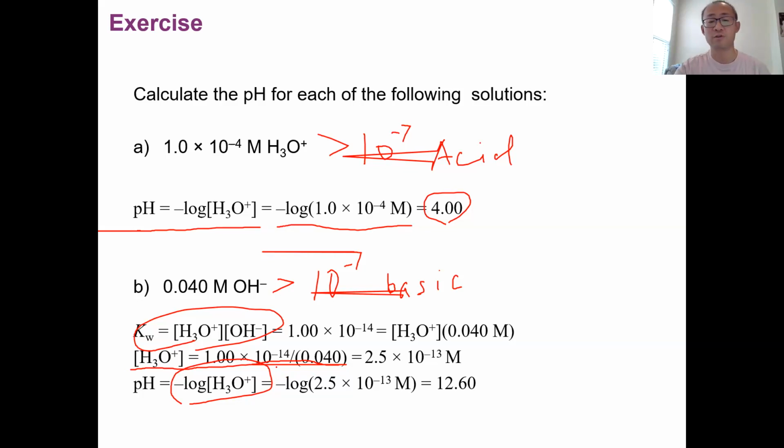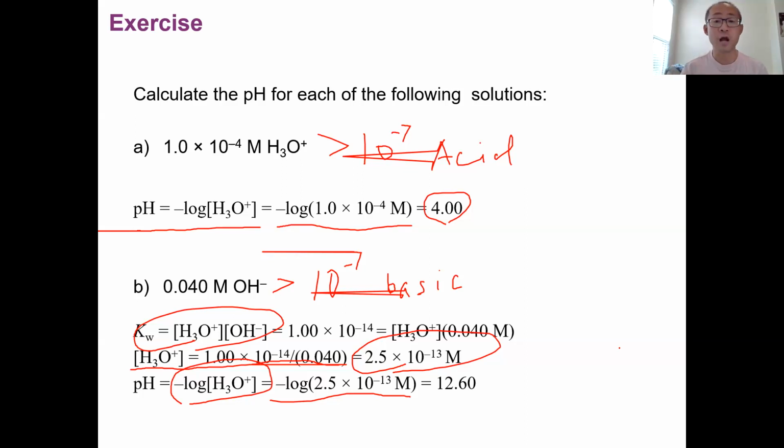So 1.0 times 10 to the negative 14th divided by 0.04, I get this proton concentration. Then I plug in the negative log of the proton concentration, again with parentheses around the proton concentration in your calculator, and I get a pH of 12.6, which is greater than 7, which confirms our determination that it is a basic solution. Again, this summarizes how we calculate the pH.